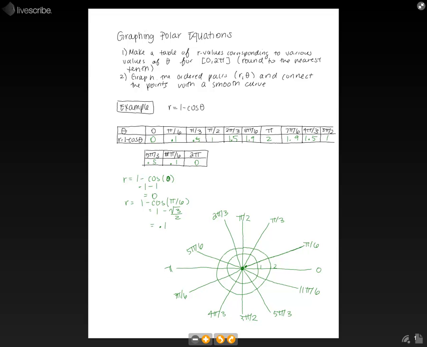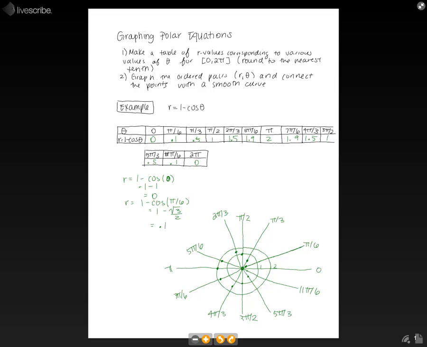Then pi over 3 is at 0.5, so that's right here. Pi over 2 is at 1. 2 pi over 3 is at 1.5. 5 pi over 6 is at 1.9. Pi is at 2. 7 pi over 6, and so now you can see we're going back down the exact way we came. So we're going to have some symmetry here.